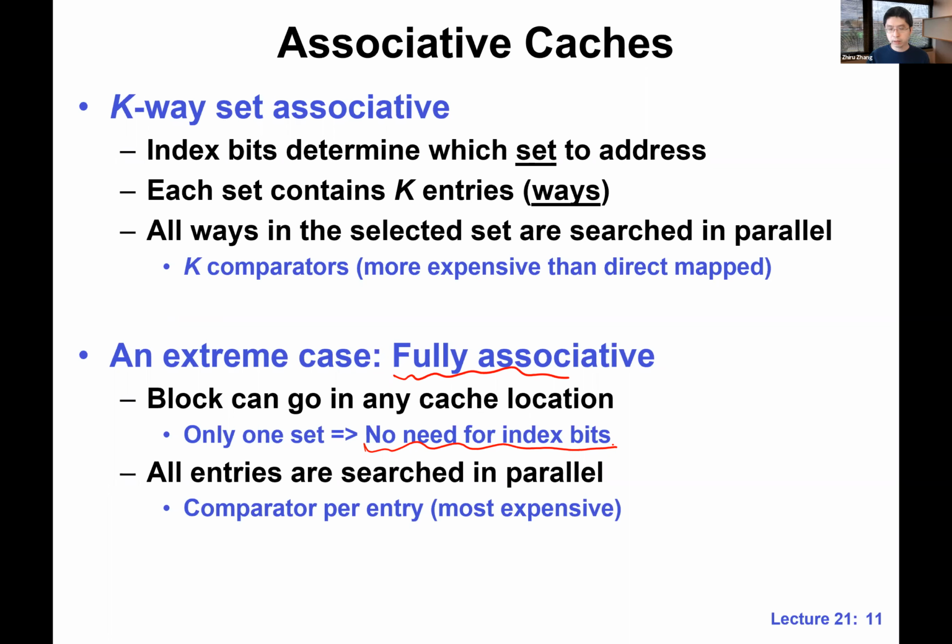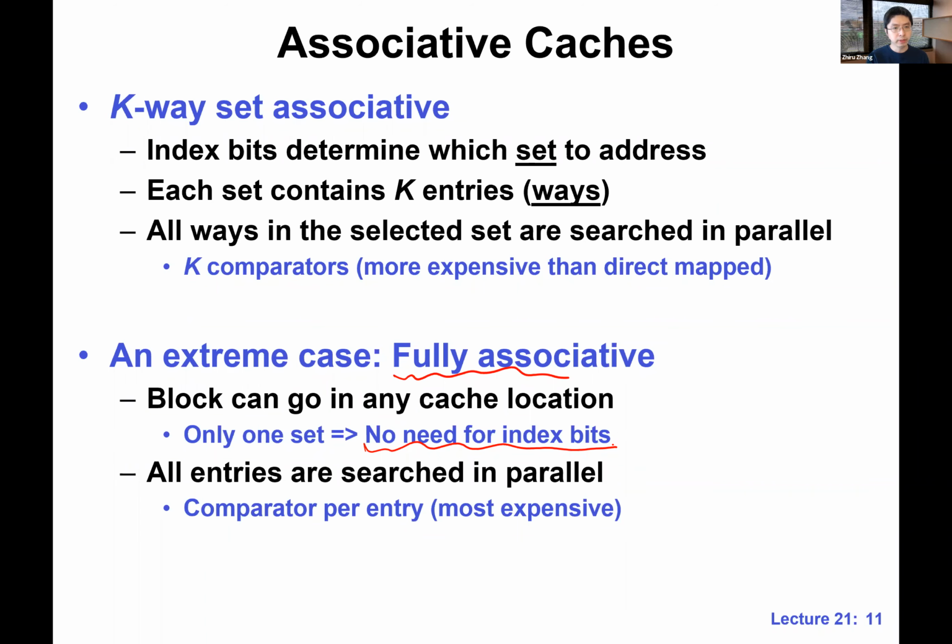But of course, there's a price. We have to search all the entries at the same time, which is pretty expensive in hardware. That's actually the reason that for a fully associative cache, we can usually only afford a relatively small cache. Otherwise, we have to use something with less flexibility.